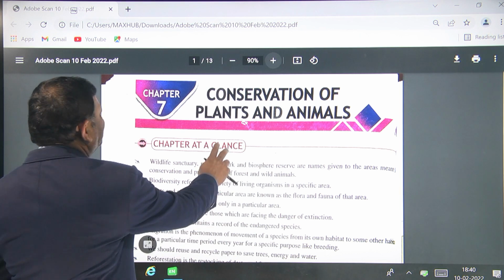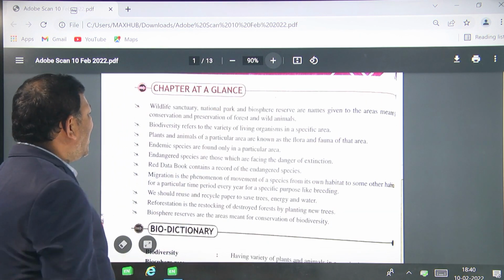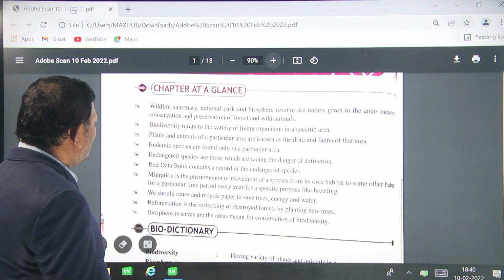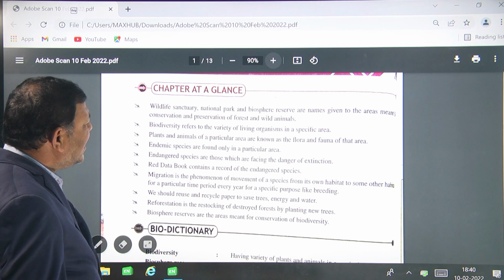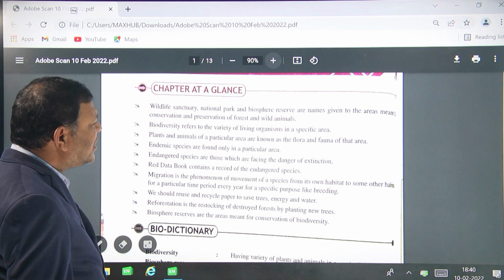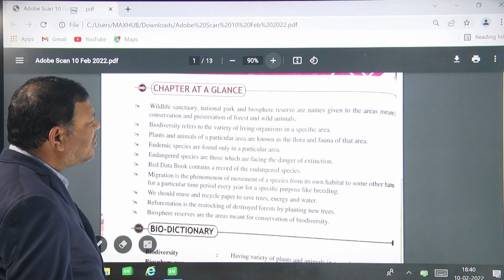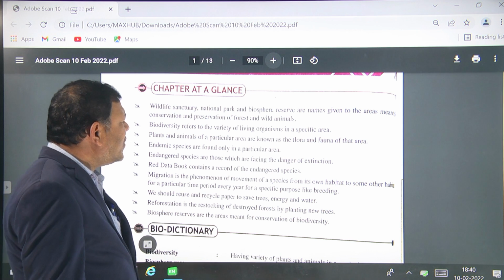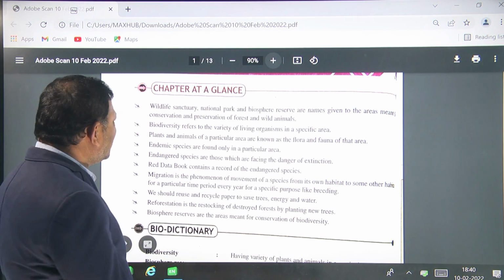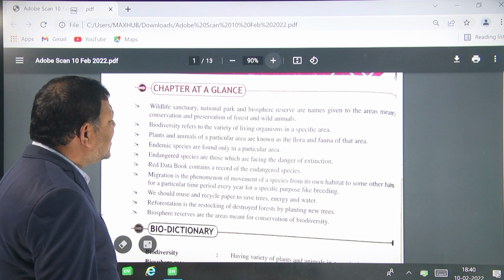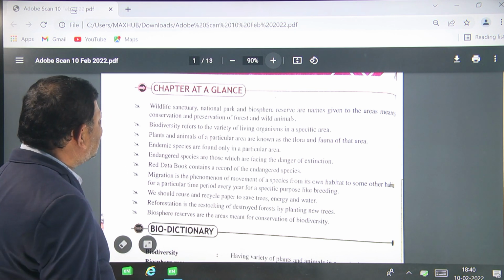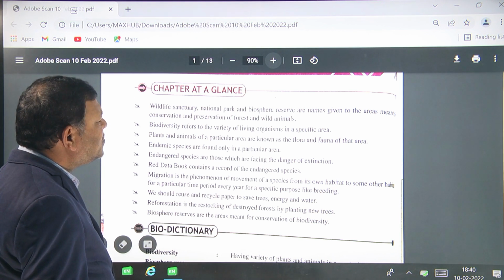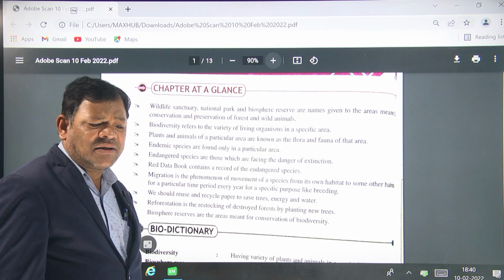Now you can see wildlife sanctuary, all points again we are getting. Wildlife sanctuary, national park and biosphere reserves are the names given to the areas meant for conservation and preservation of the wild forest and animals. So for preservation of the forest and wildlife animals, we use the wildlife sanctuary, national park and biosphere reserves. Is it clear?